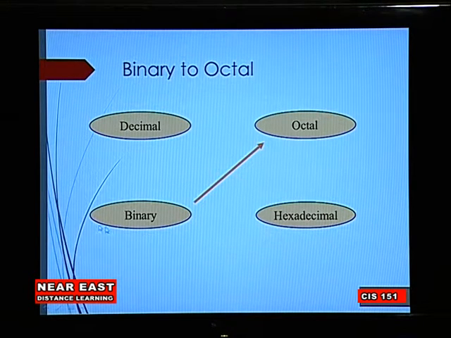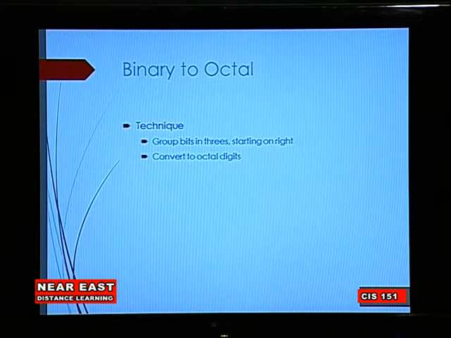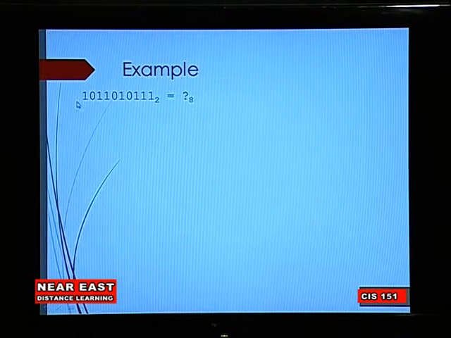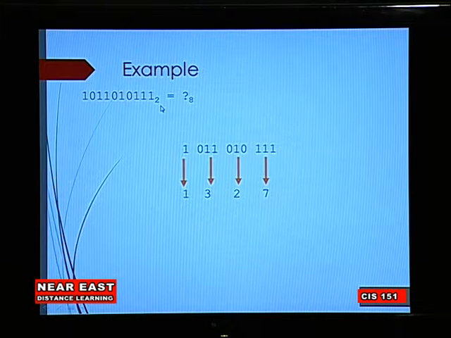Now we're going to convert from binary to octal. We will see how we're going to do it now, but again, it's going to be easy for you. The technique is we group bits in threes, starting on the right. And then we convert each group to octal digits. We're going to convert this number, 1011010111 in base 2, which is binary, to what this number represents in base 8.